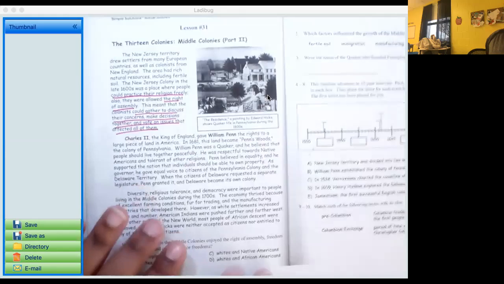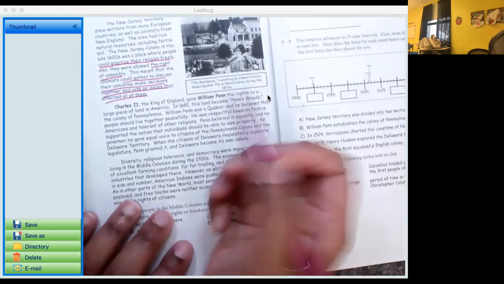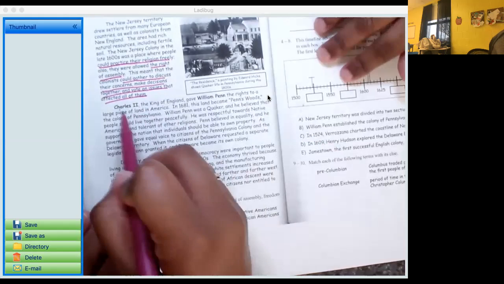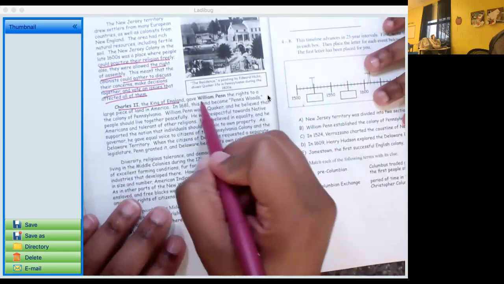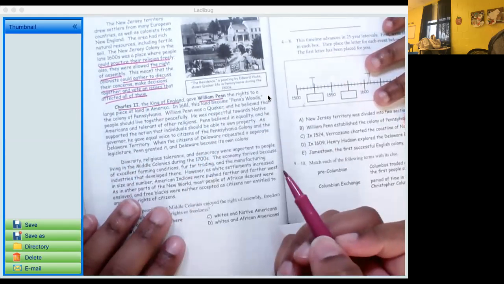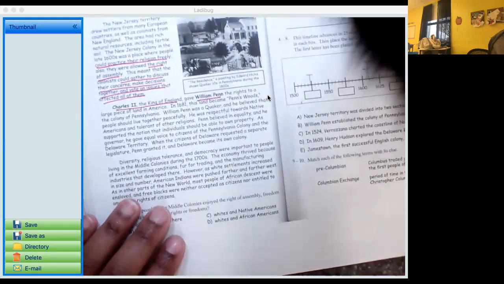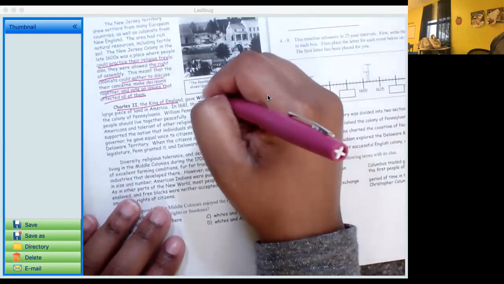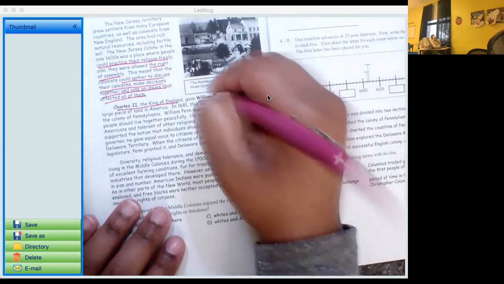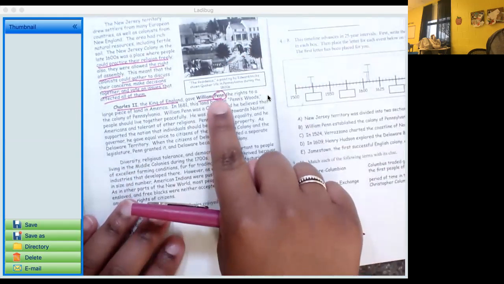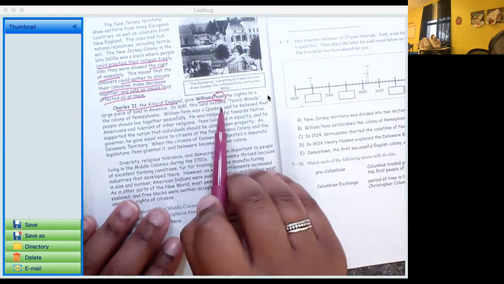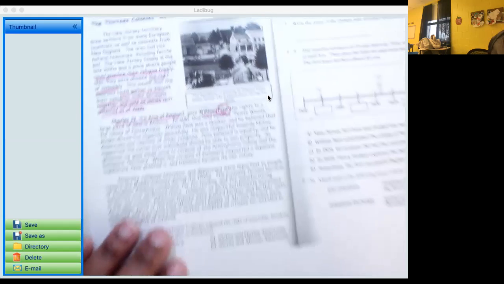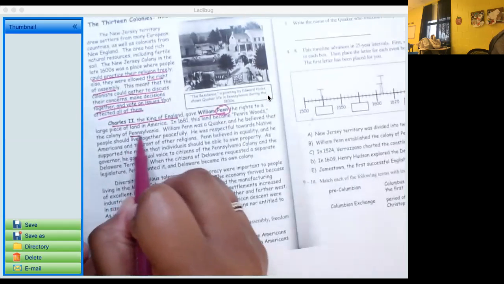All right? Charles II, the King of England, so that's a name, let's underline it, gave William Penn, let's underline that, rights to a large piece of land in America. All right, so be thinking about a place that maybe you know that starts with the word Penn. Keep that in the back of your mind. In 1681, this land became Penn's Woods, the colony of Pennsylvania.